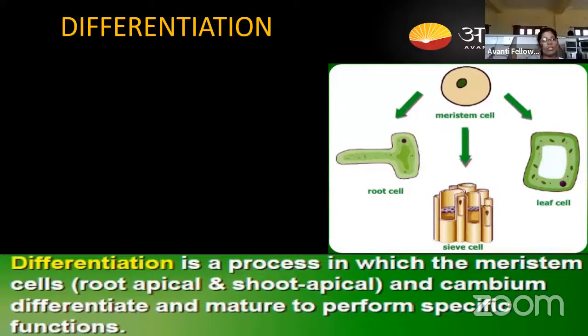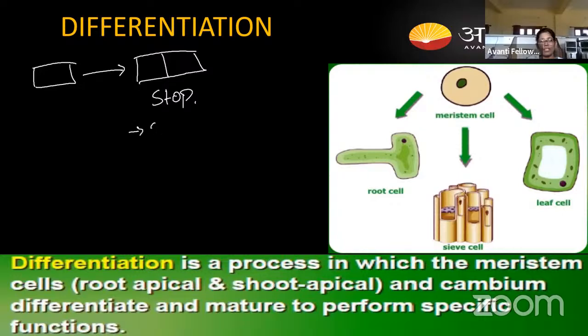Now there is a meristematic cell which starts to divide. One is going to divide into two cells. After some time, what happens? This meristematic cell stops dividing, or escapes from the cell cycle. Once it escapes from the cell cycle, it cannot divide again, which means the cell is becoming a mature or permanent cell. This process is called differentiation.